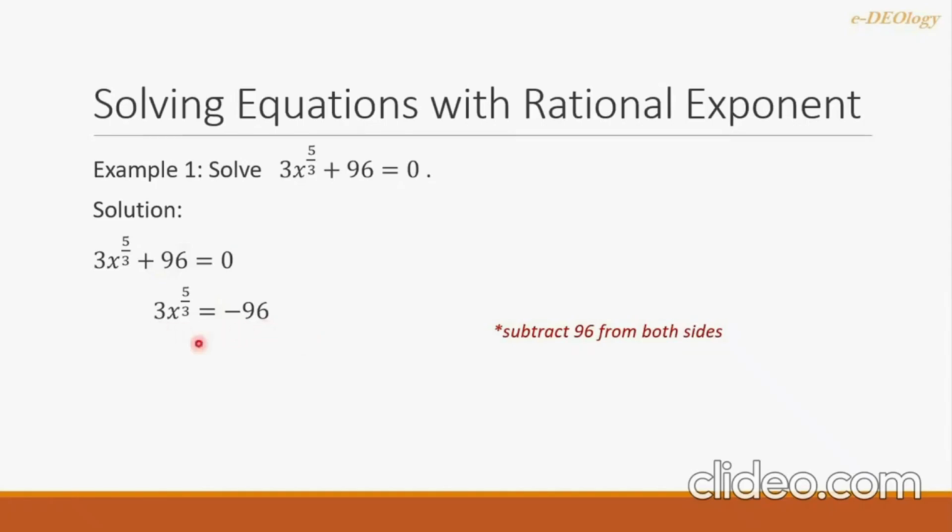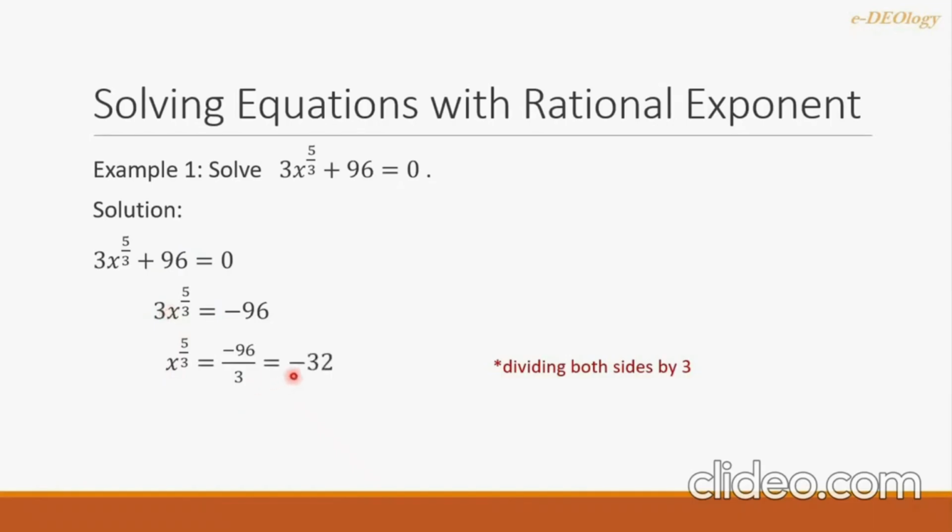In this line, the x is with coefficient 3. So we will divide this equation now by 3. On the left side, the 3 will be deleted. On the right side, we can see now the -96 divided by 3. And the answer here is -32.